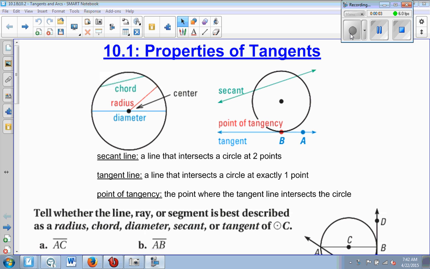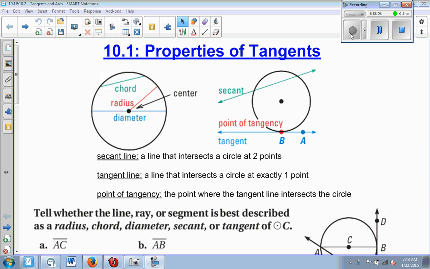For the last unit of the year, we are going to study an entire unit about the properties and theorems about circles. So every single picture you're going to look at is going to involve circles. So the first part of this is a little bit of vocabulary. So a couple of things about a circle.